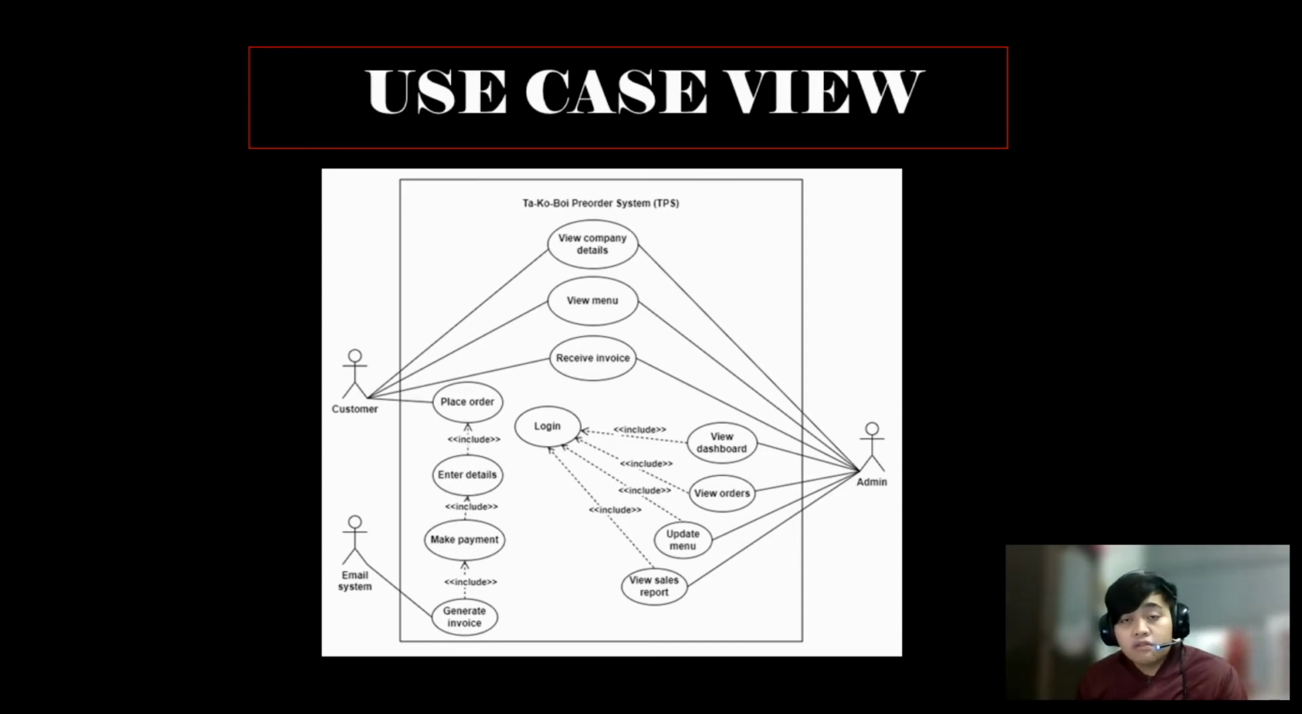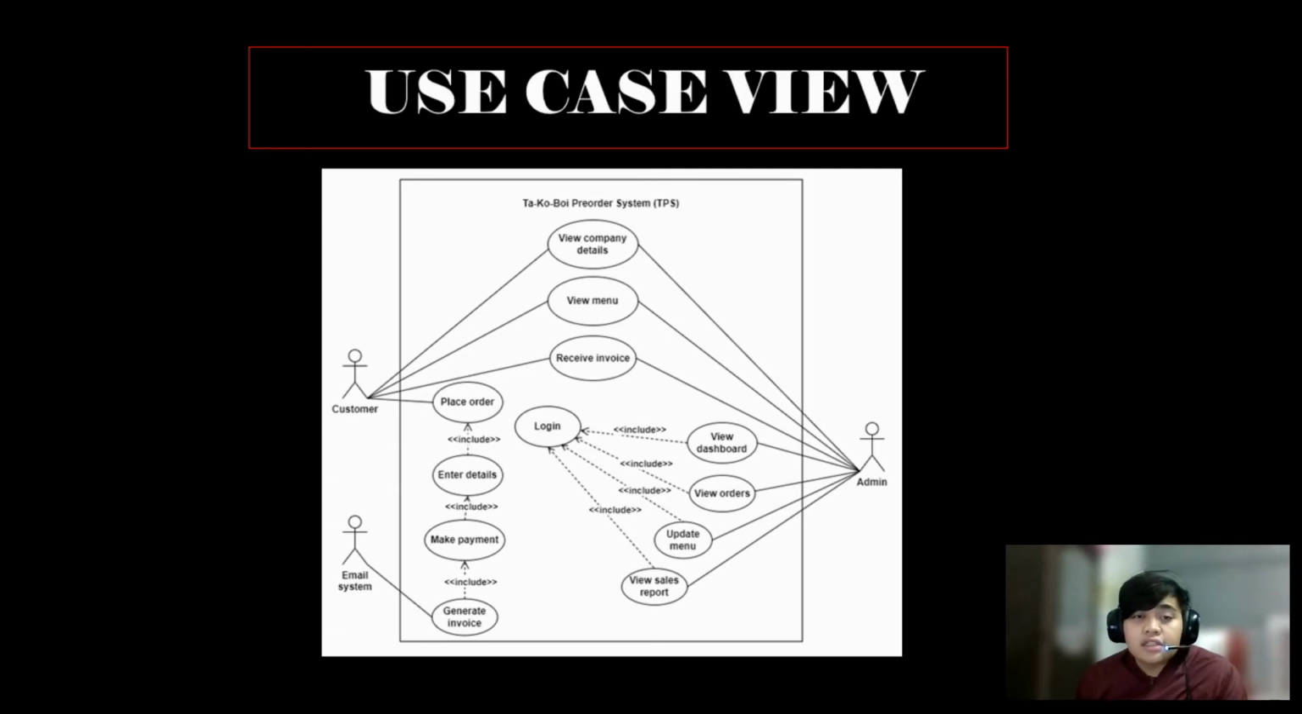First, for use case, as you can see, we have 12 use cases in our system. Use case number 1 is view company details that will let the admin and customer view the company details on the website. Use case number 2 is view menu that involves customer and admin also. This use case just displays the menu on the website.